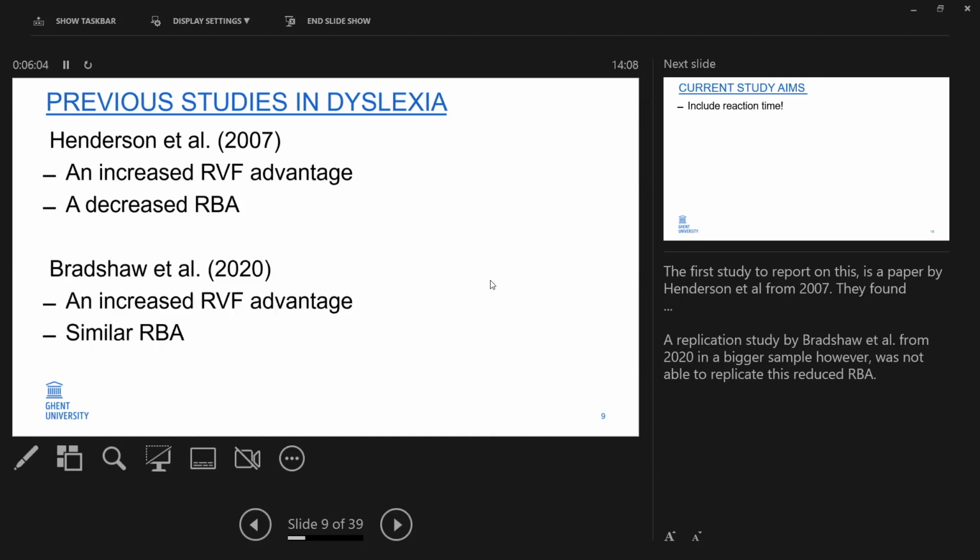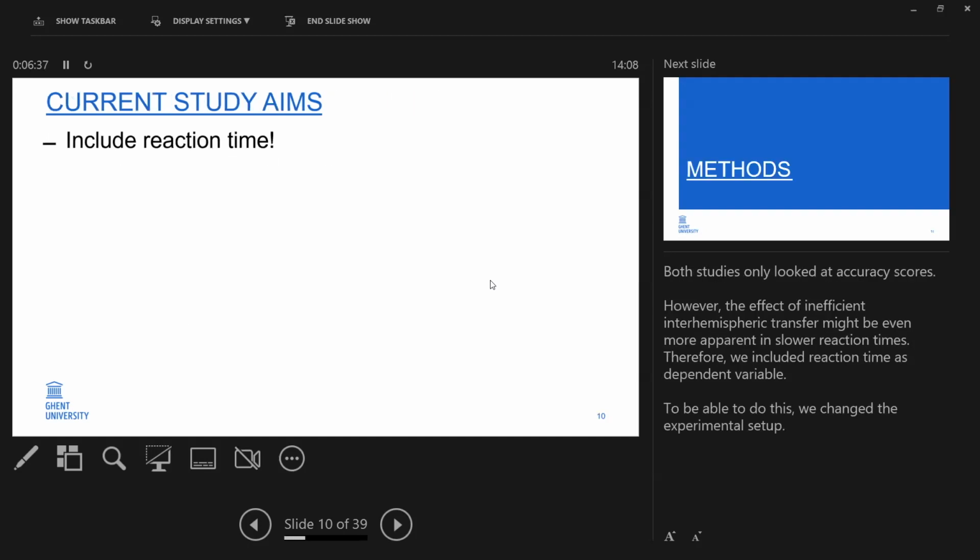Secondly, there was a study by Bradshaw and colleagues in 2020, and they replicated the study of Henderson et al., but in a bigger sample size. And again, they found this increase in right visual field advantage because of lower scores on the left visual field. However, they were not able to replicate this reduced redundant bilateral advantage. So that was a bit weird, and they concluded there is some evidence for this interhemispheric transfer deficit theory, but it's not very clear what's going on. Now, okay, interesting studies, but the weird thing is that neither of the two included reaction times in their studies.